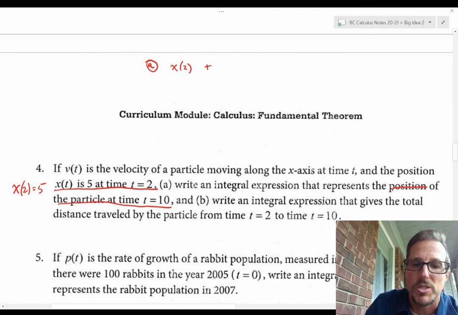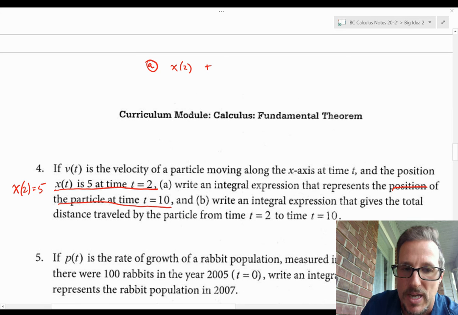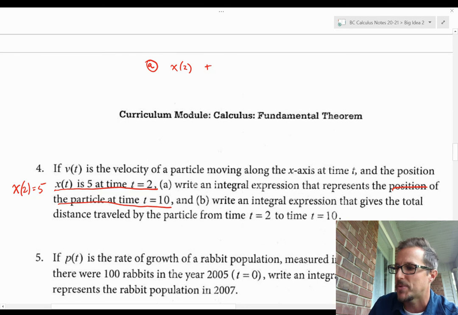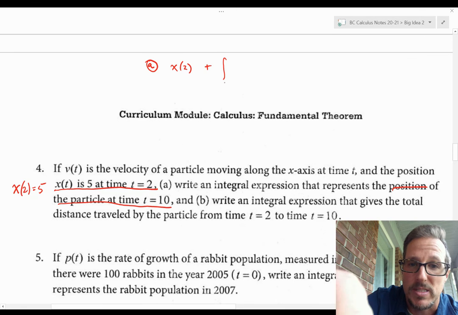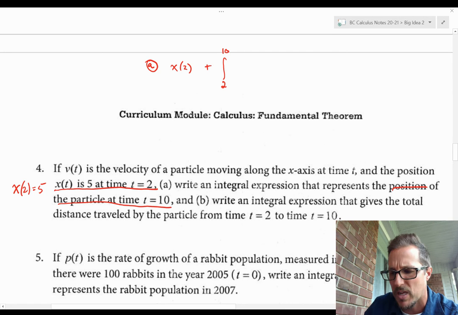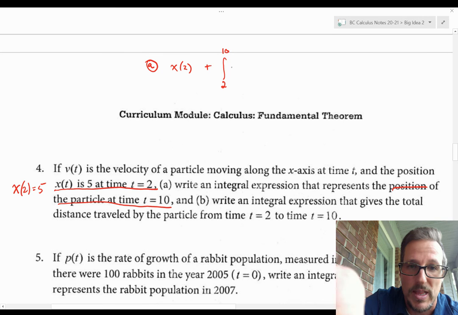What's the total change between time 2 and time 10? How would I represent the total change in position between time 2 and 10? Well, that would necessitate a definite integral from 2 to 10. Now, what am I integrating? Am I integrating position? I need to integrate the rate of change of position, which is velocity.